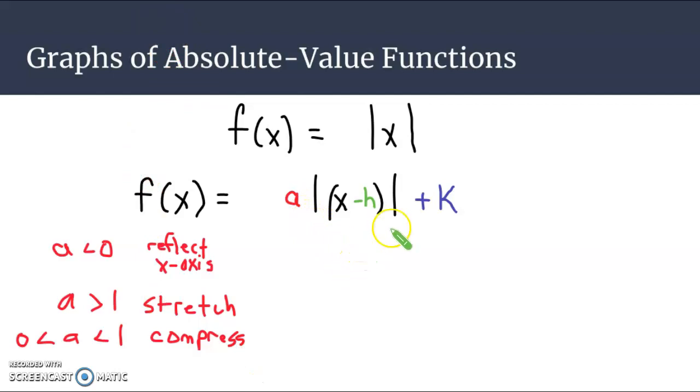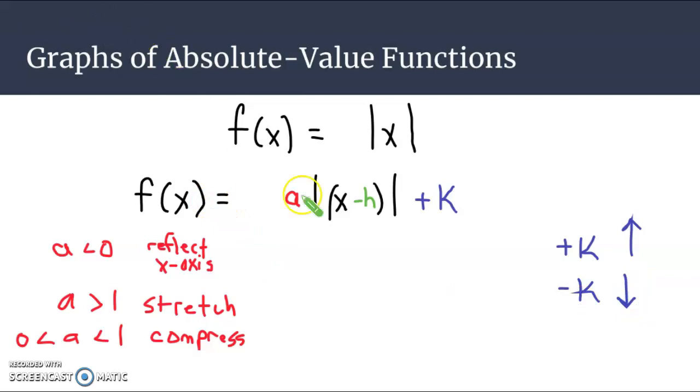H, well, let's talk about k first. If we have a positive k, then the graph shifts up from the original graph. If it's negative, it will shift that many units down.